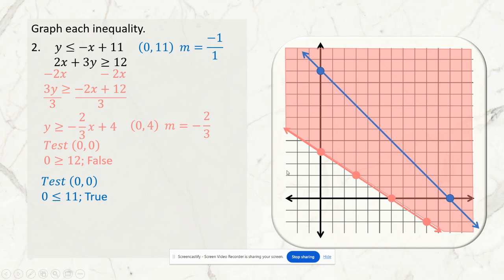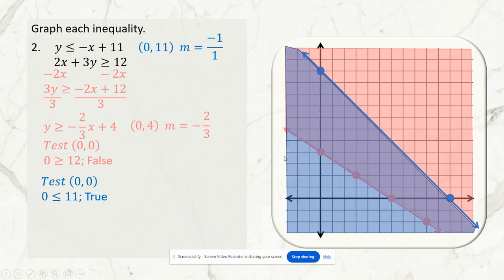Is this true? Yep. So we shade the half that does contain our test point 0, 0, which for our blue line would be this whole section here. It'd be this whole half plane. Okay, so we shade that whole thing.